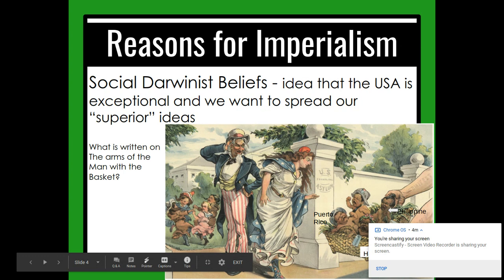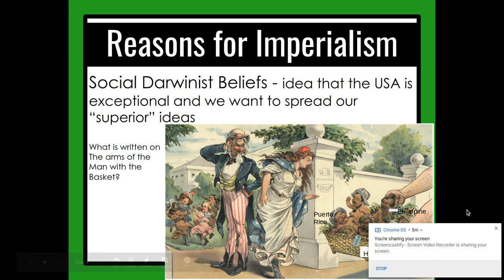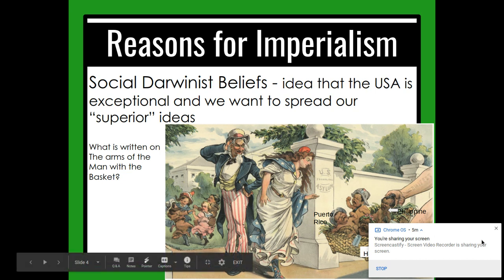Another reason for our imperializing is because of our belief that we are, in fact, superior to all other countries. And in this cartoon, which I know is partially blocked by this rectangular box here, but I'll try to explain what's going on here. Here's Uncle Sam scratching his head as Lady Liberty is welcoming in a whole basket of different children into the United States. We're offering them asylum.